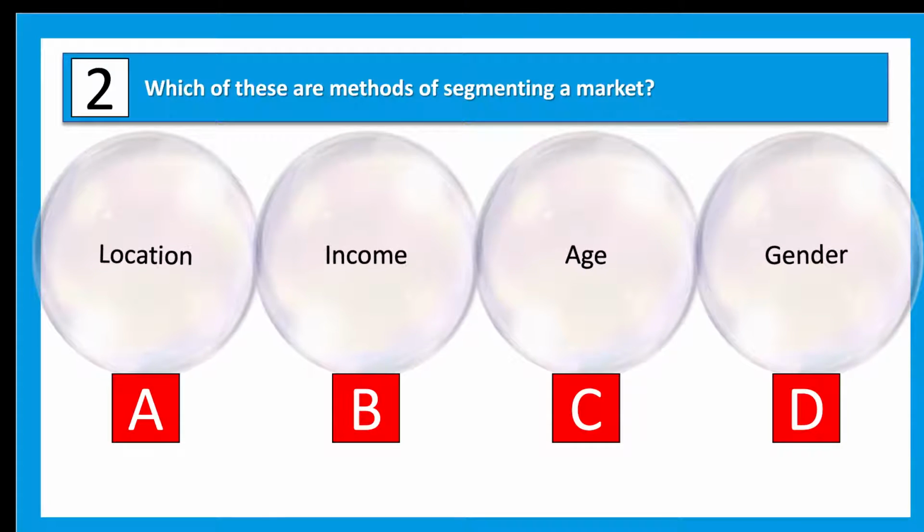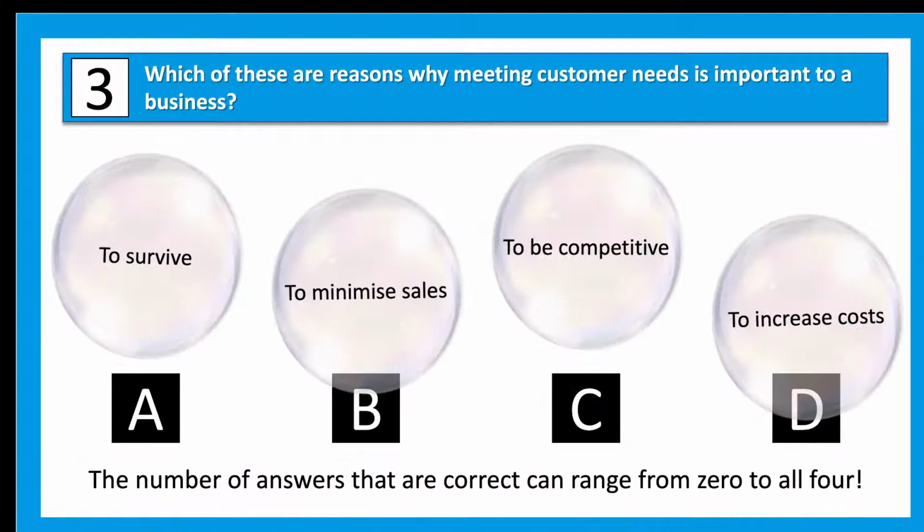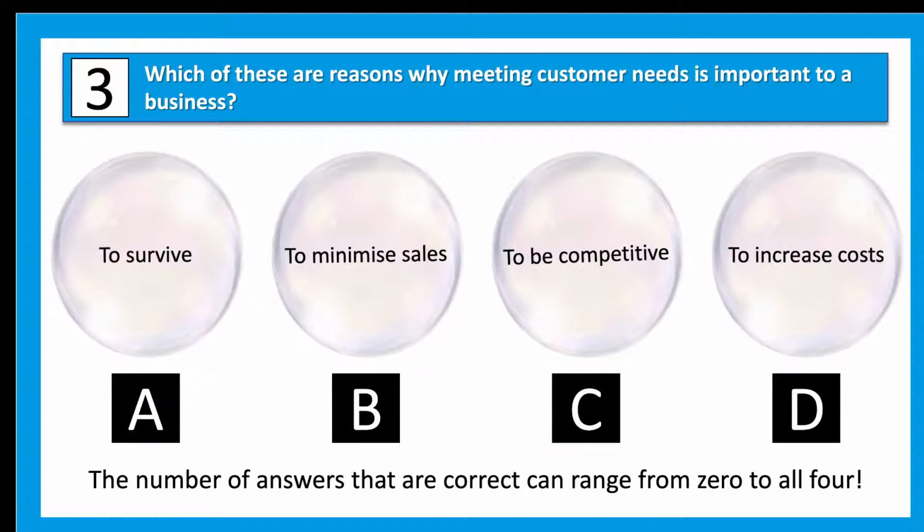Question number 3 on the bubble quiz. Which of these are reasons why meeting customer needs is important to a business? Read the question carefully, please. Which of these are reasons why meeting customer needs is important to a business? A, to survive. B, to minimize sales. C, to be competitive. D, to increase costs. How many are correct? 0, 1, 2, 3, or 4. Give me the letters if you're extra clever.